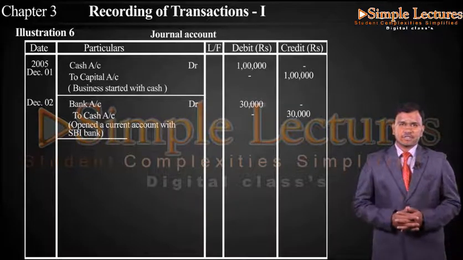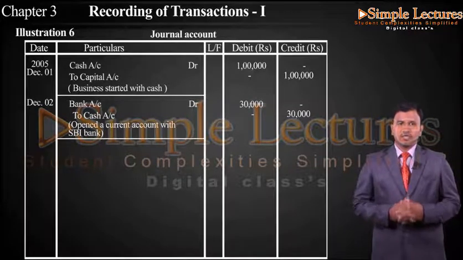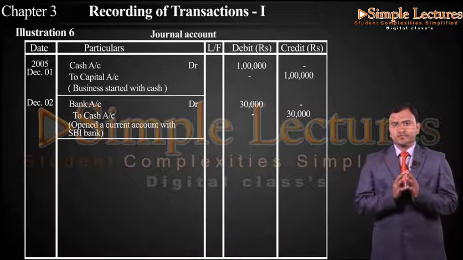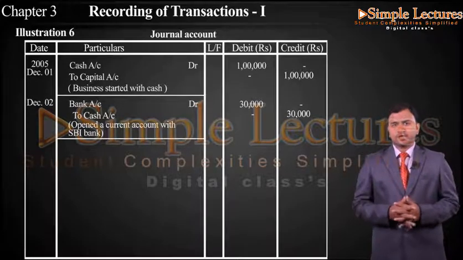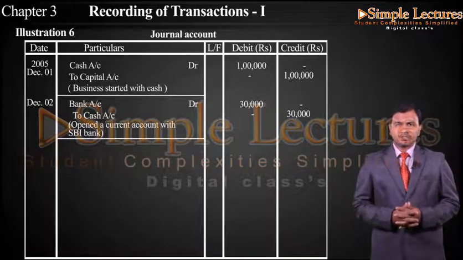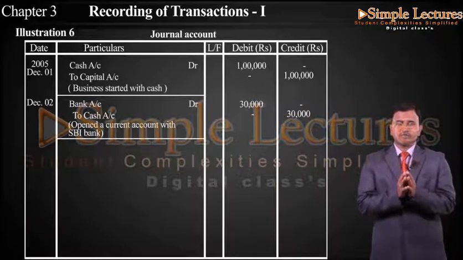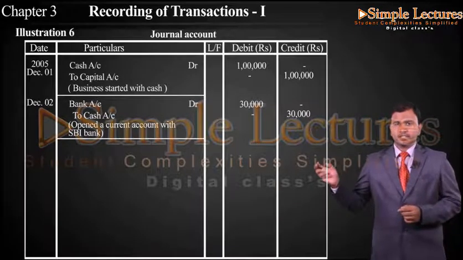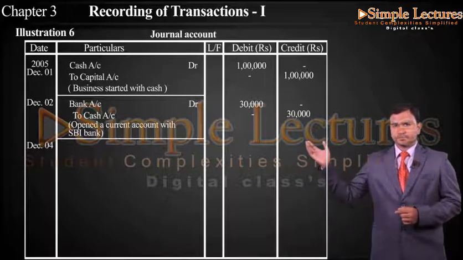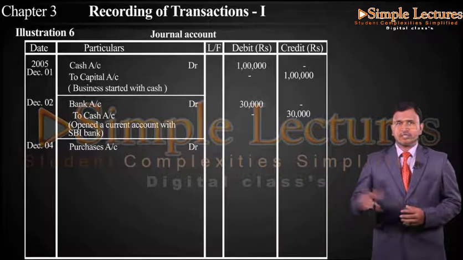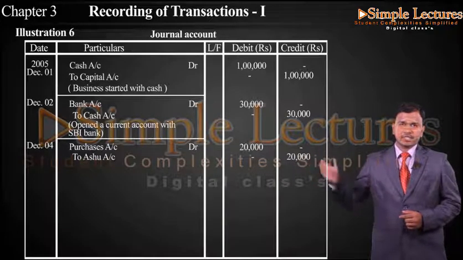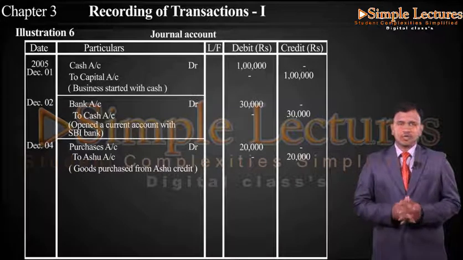Let us take the next transaction which we have on December 4th. Purchased goods from Ashu, 20,000. So, here the goods were purchased from Ashu and it is not specified whether it is for cash or credit. When the particular supplier's name is given, it will be considered as the goods were purchased on credit. Let us take the journal entry for this. Date December 4 and the entry will be purchases account debtor to Ashu account, 20,000 debit, 20,000 credit. Narration: being goods purchased from Ashu on credit.